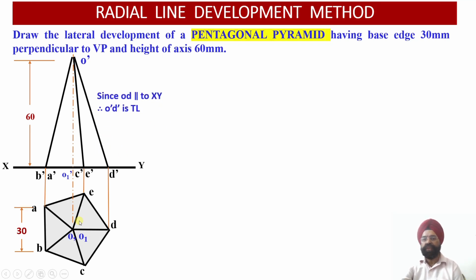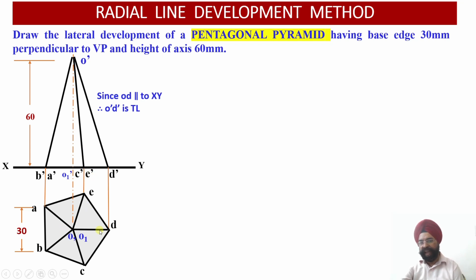Next, you see, is this slant edge true length? No. Why is this not a true length? Because OA and OB happen to be inclined to the vertical plane. So O dash A dash and O dash B dash will not be true length. Similarly OE and OC: is this slant edge true length? No. Why? Because OE and OC don't happen to be parallel to the XY reference line. Therefore, O dash C dash and O dash E dash will not be true lengths.